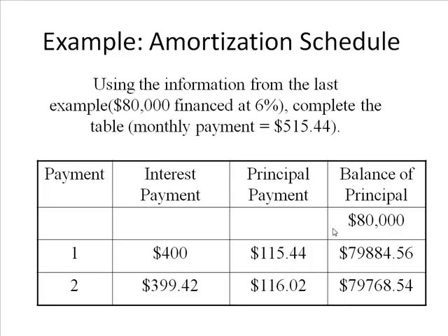Let's make a couple of observations here. Notice that the total of your interest payment plus your principal payment will always equal $515.44. Also notice that the interest payments steadily get smaller. That's because interest is calculated on your balance, which is continually being lowered. Also notice that your principal payments will continue to rise. Take a look at some examples in your text to see the last few payments of an amortization schedule.